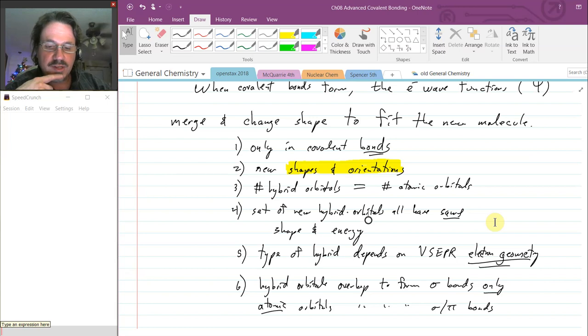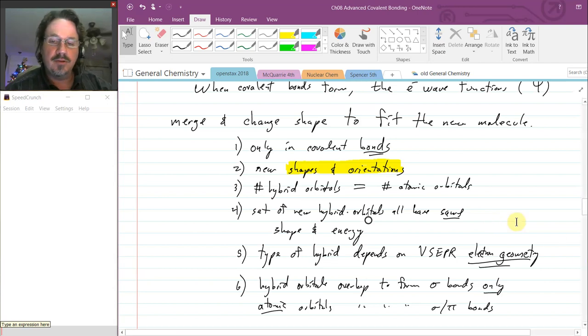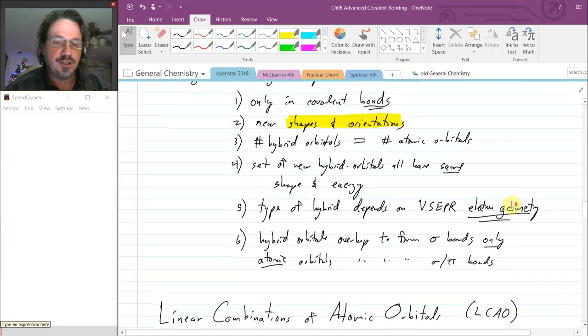And finally, number 6, hybrid orbitals overlap to form sigma bonds only. Atomic orbitals overlap to form both sigma and pi bonds, and that will be clear when we talk about the actual creation of the bonds once we get our hybrids and the creation of multiple bonds in the next section.